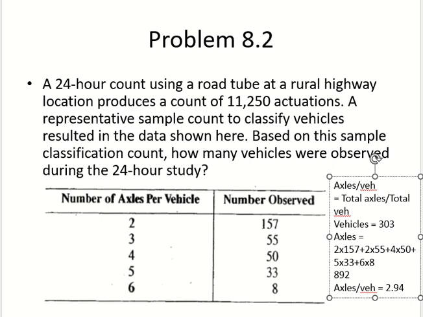Okay, so if somebody divides by 2, he will be underestimating, right? On average we have 2.94 axes per vehicle, almost. So now I can apply this to the 24-hour count I have. Remember, this was just a sample to calculate this number. So I have 11,250 axes, and every vehicle has on average 2.94 axes.